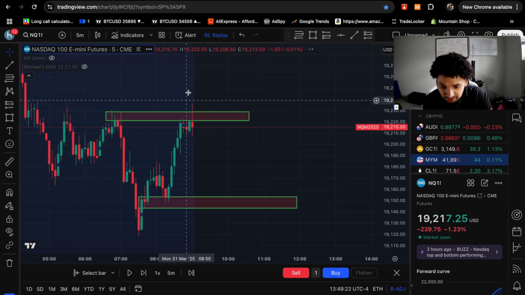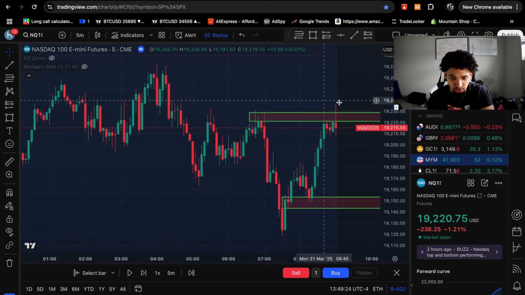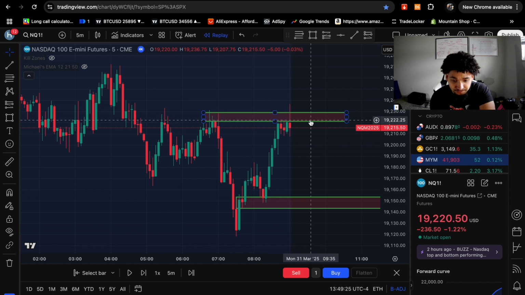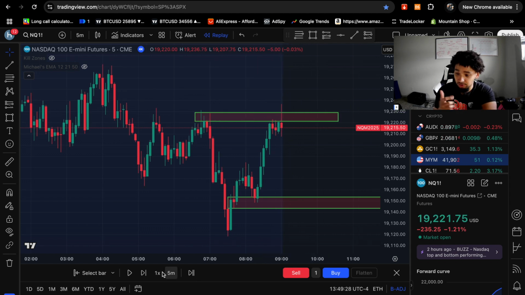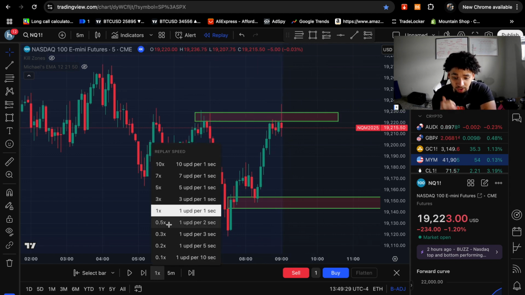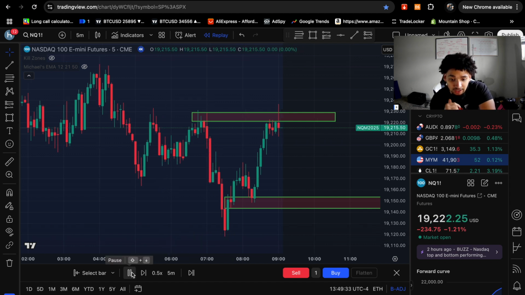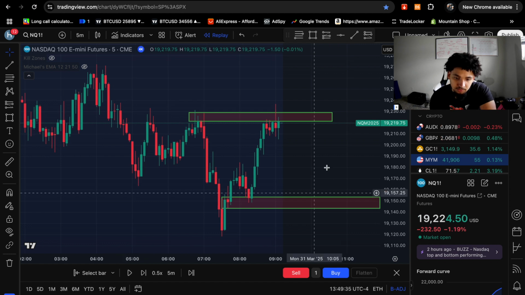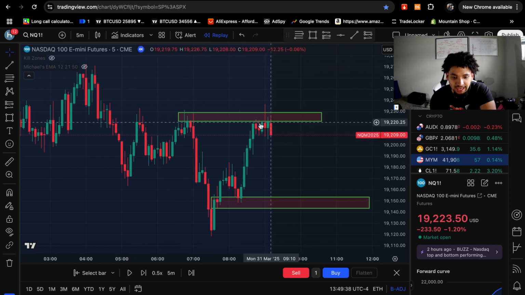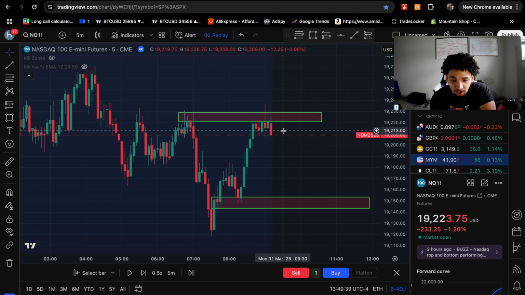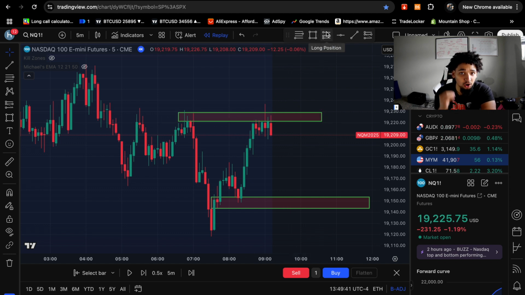So let me go back a little bit. We broke our structure, broke our high for the previous session. Now we're gonna wait. Let me slow this down a little bit. We want to see a close. Okay, candle closes under the thing, under our zone.